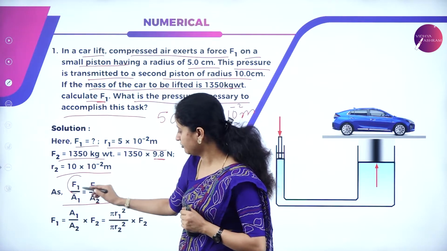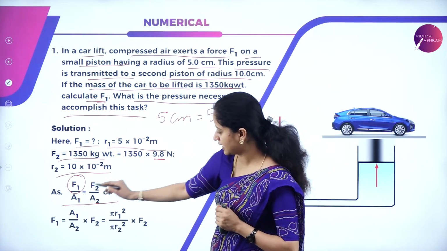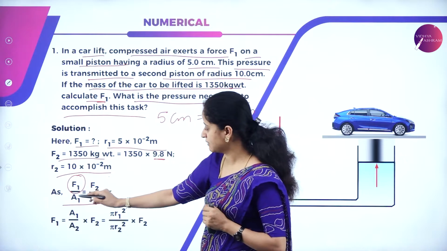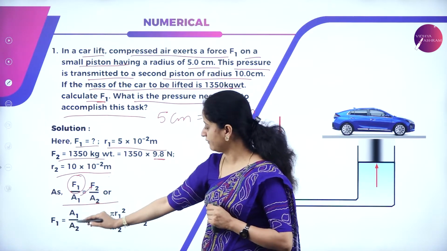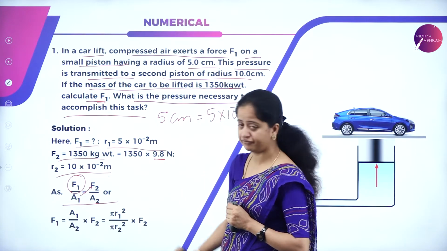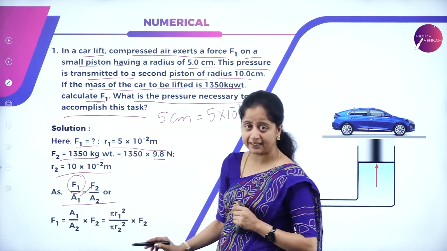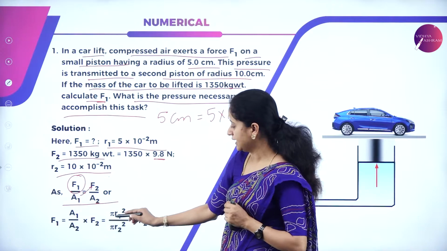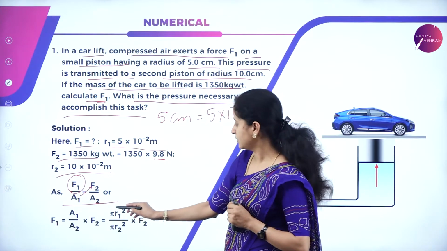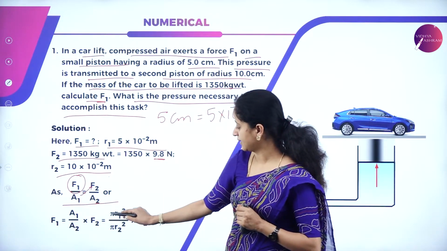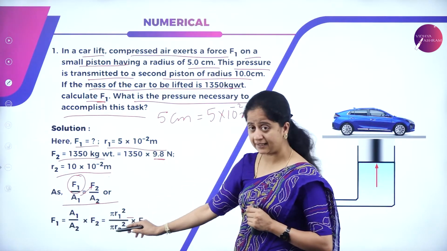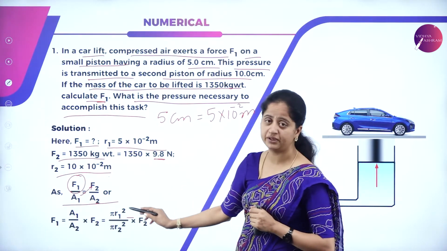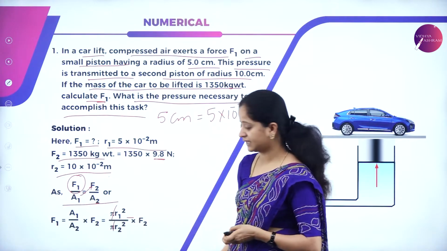Or we have to find out F1 here. So let us now rearrange the terms. We can just multiply this to the numerator, and we will get F1 is equal to A1 divided by A2 into F2. Now A is nothing but area. So area of cross section, area is nothing but pi r square. So here we have A1, so we can write it as pi r1 square divided by A2, again area, pi r2 square into F2. So pi and pi can get cancelled.